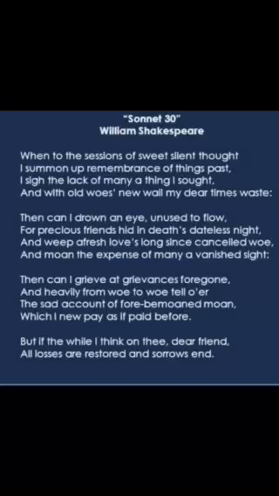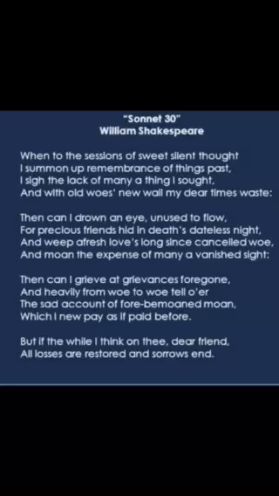So, if you look at the first 4 lines, the first quatrain, we see the rhyme scheme. When to the sessions of sweet silent thought, the first beat will give it A, okay. Generally we give it A, and the last sound, the last beat of the second line is I summon up remembrance of things past. So, again it is different from thought, so it will be named as B.